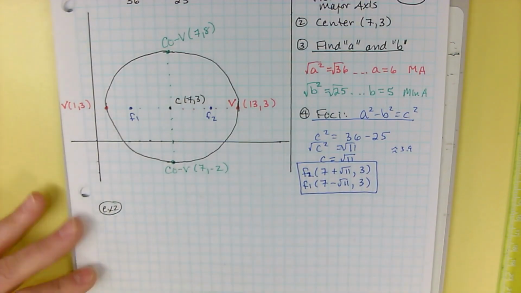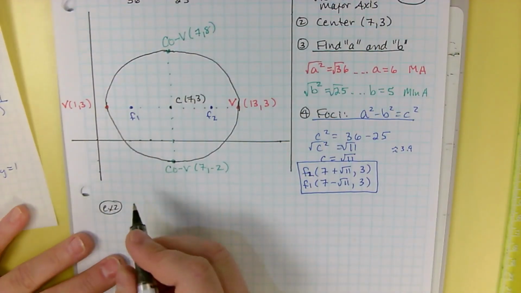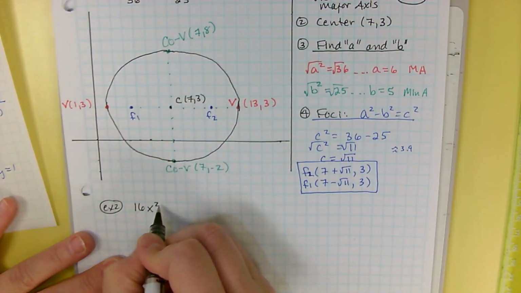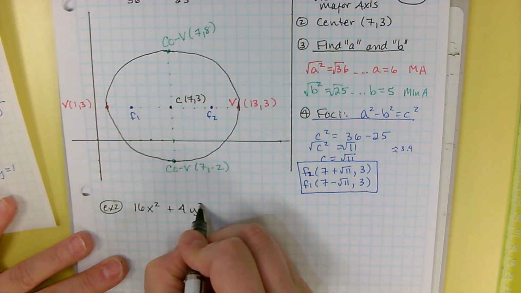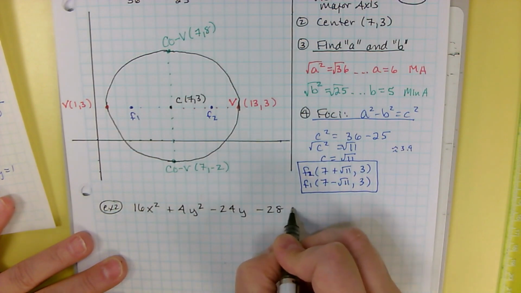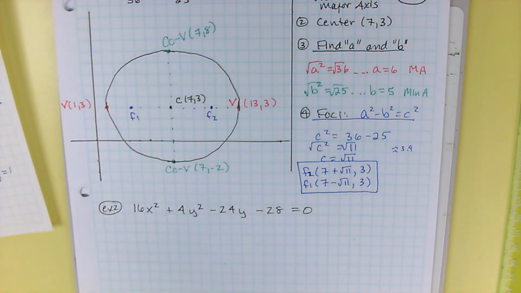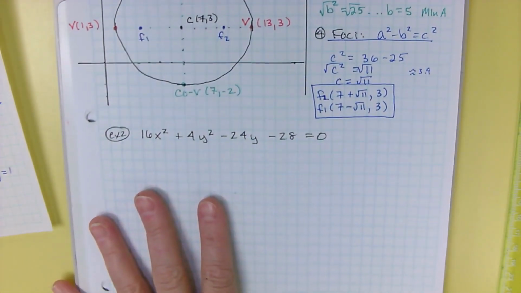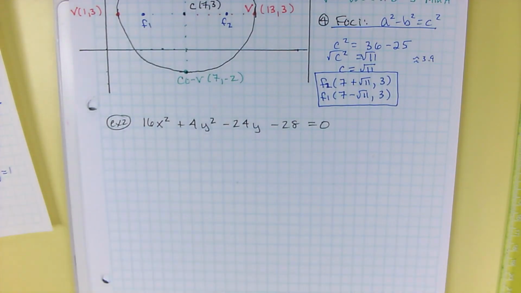Example 2. So we have a mystery equation, 16x squared plus 4y squared minus 24y minus 28 equals 0. In this form, it's really hard to tell if you have a circle, an ellipse, or a hyperbola. You know it's not a parabola because the x and the y are squared. So actually, all of those start the same way, which is you got to complete the square for x and complete the square for y.